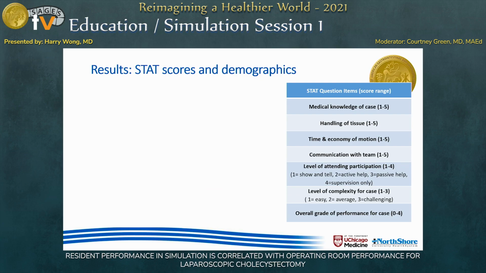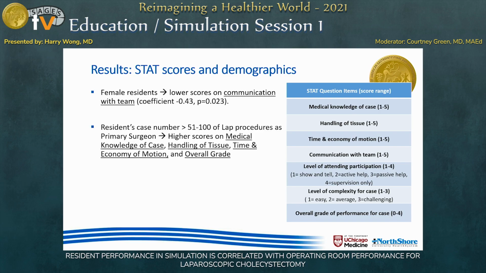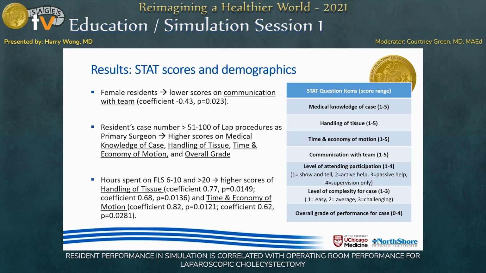We found some interesting associations between STAT scores and demographics. For one, we found that female residents actually scored lower on communication with the team, which I can elaborate on a little bit more. But resident case number greater than 51 to 100 of lap procedures as primary surgeon was associated with higher scores in medical knowledge of case, handling of tissue, time and economy of motion, as well as overall grade. Similarly, hours spent on the FLS was also associated with higher scores of tissue handling and time and economy of motion, which makes sense and is very reasonable, given the more you've done, the more you've practiced, the better you're going to do in the operating room.